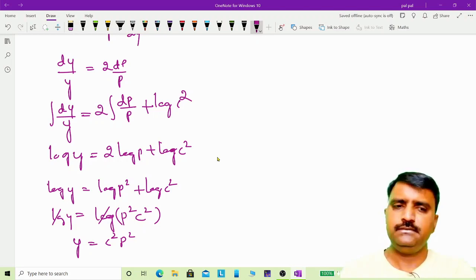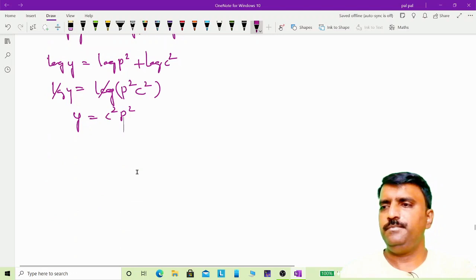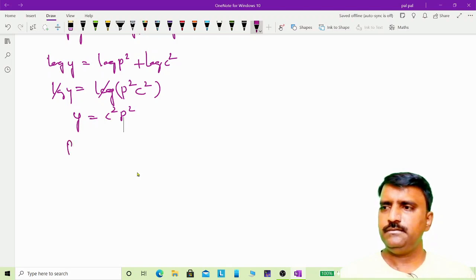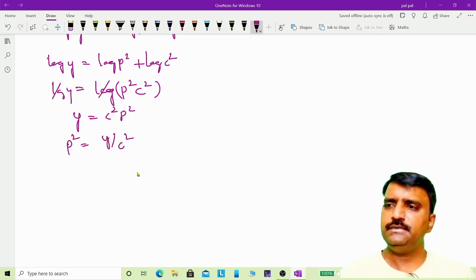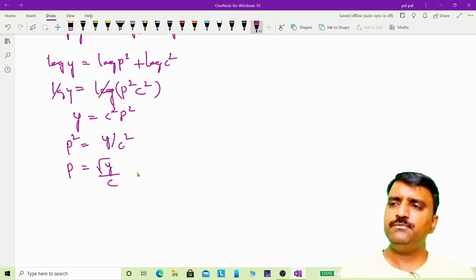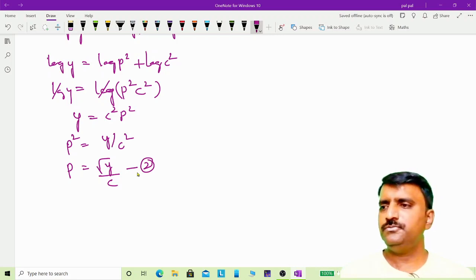Or in other words, you write p square is equal to y by c square. So therefore p is equal to square root of y divided by c. So if we remove the square, p comes like this. You take this as 2, substituting 2 in 1.